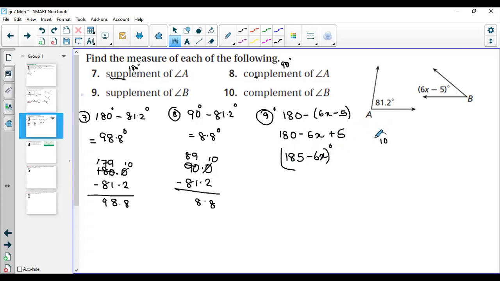Question number 10 is similar, but you have complement of angle B. Complement means 90 degrees minus (6x minus 5), which means 90 minus 6x plus 5, right? Minus 1 into minus 5 will become plus 5. You have to be very careful when you're multiplying the numbers in the parentheses. So this is going to give me 90 plus 5 is 95 minus 6x degrees. So complement of angle B is going to be 95 minus 6x degrees.